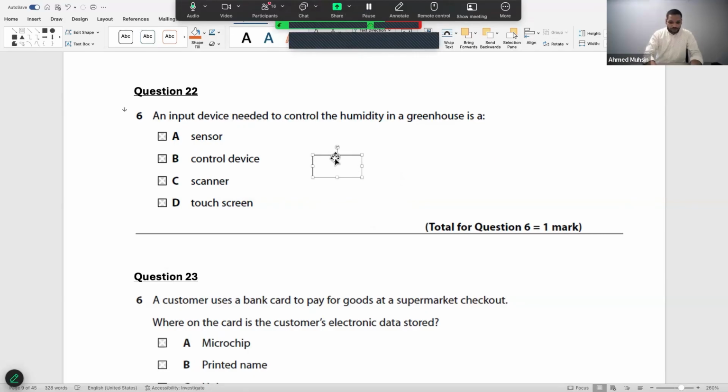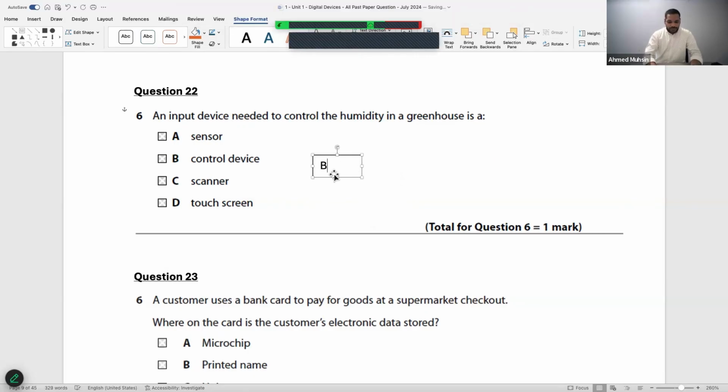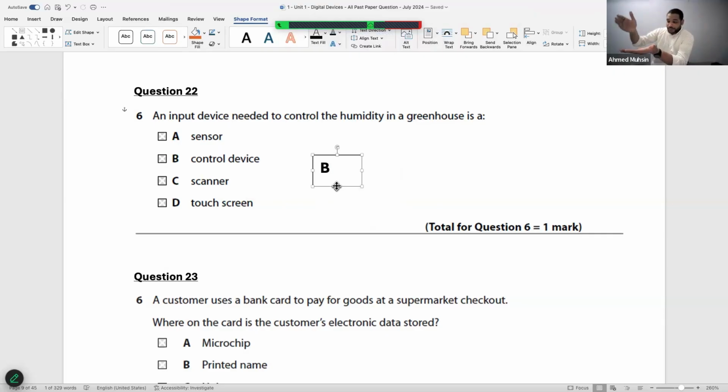So here we mentioned control device. Okay. So guys, let's just quickly talk about control device. A sensor will detect what's happening and inform the processor. The processor will inform the control device. Everyone understood that now? So you have your sensor detecting, telling the processor, processor will make a decision and inform the control device. Are we good?